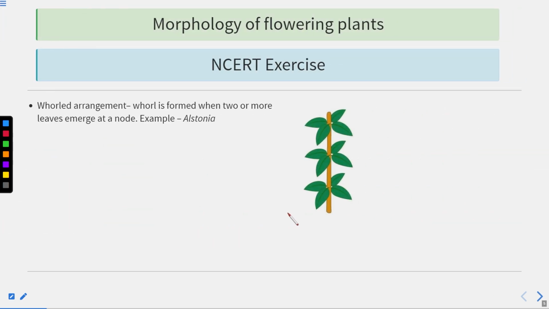Now, whorl arrangement. A whorl is formed when two or more leaves emerge at a node. Suppose here you can see these are the nodal regions, and from here the leaves are coming out. One leaf is this, one leaf is this. Many leaves are emerging out from the same nodal region, and they are making a whorl-like structure.